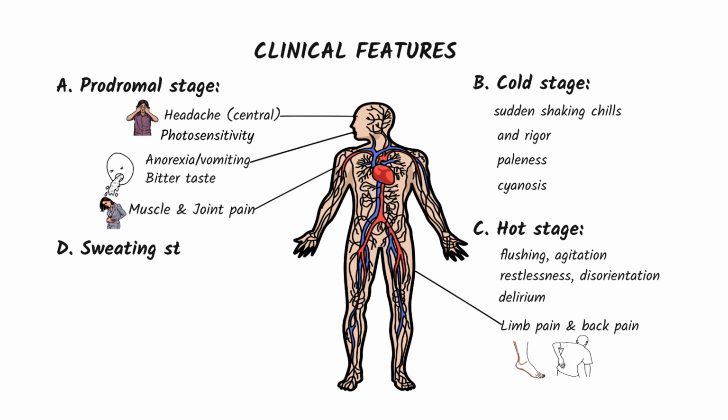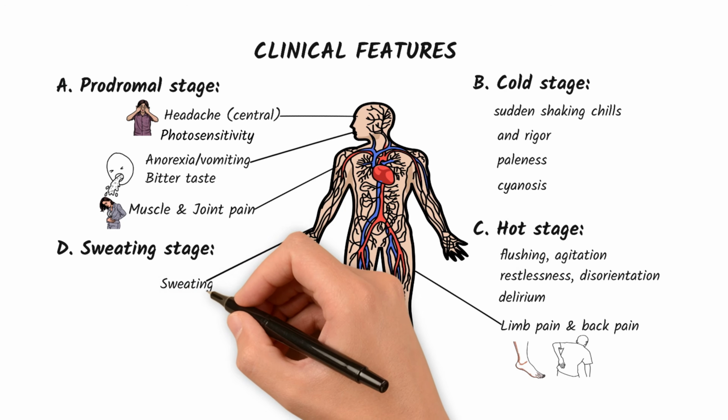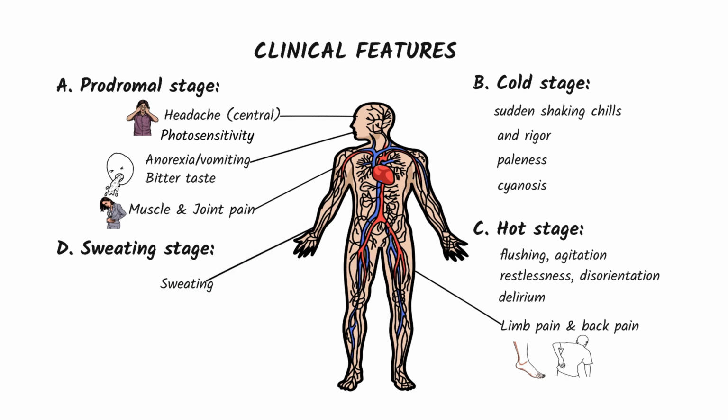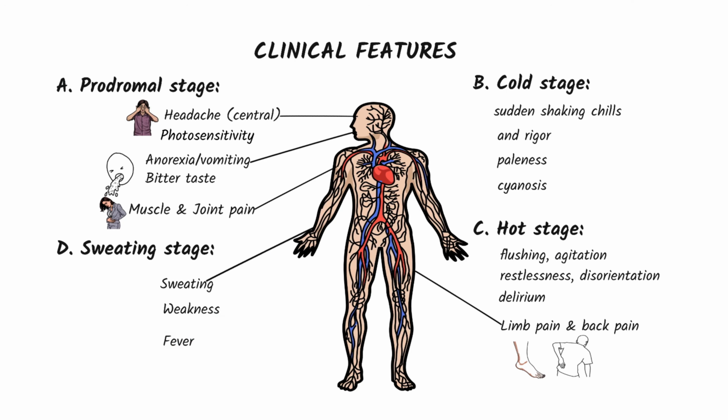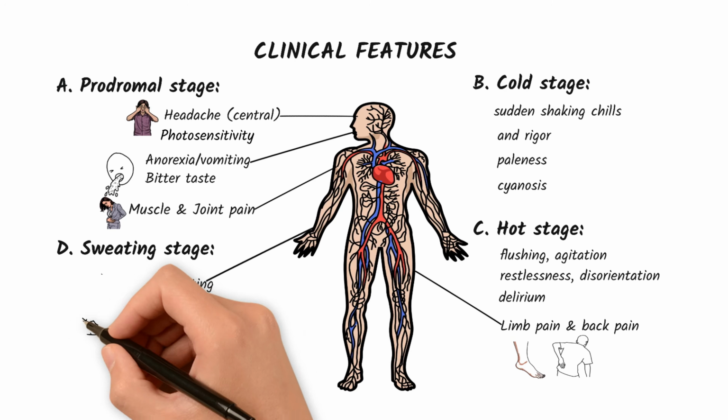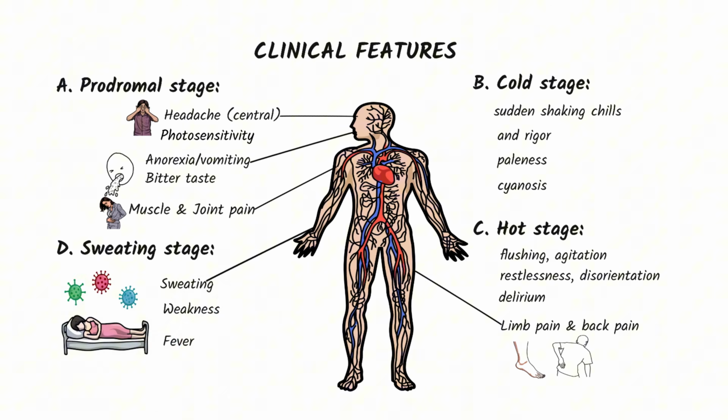Sweat stage, defervescence and resolution. This concluding stage marks the breaking of the fever as the body's cooling mechanisms succeed. Key features are profuse sweating, diaphoresis, which is drenching the patient, profound weakness and exhaustion following the intense fever, and final resolution, where the patient's temperature returns to normal and they often fall asleep.